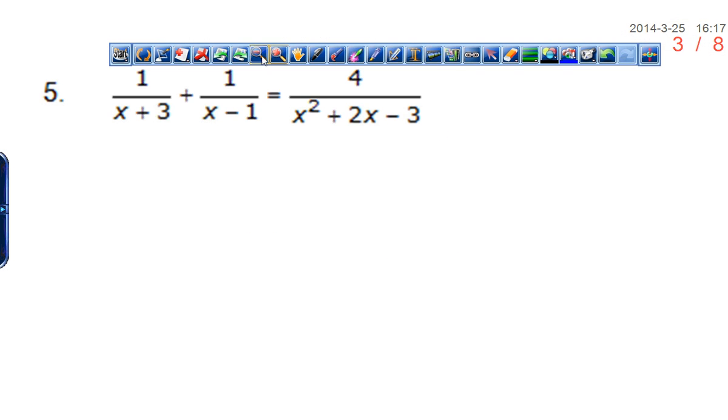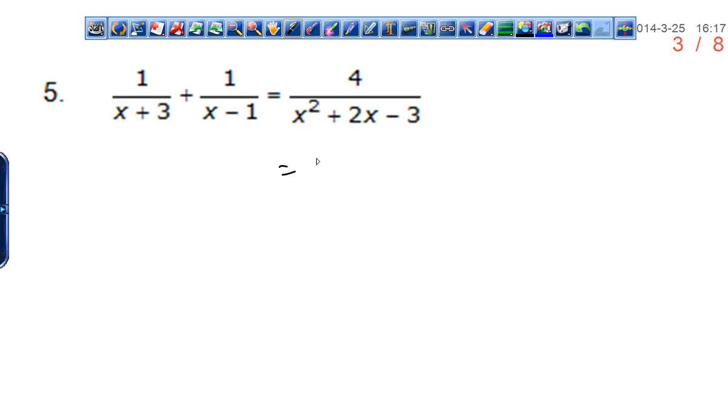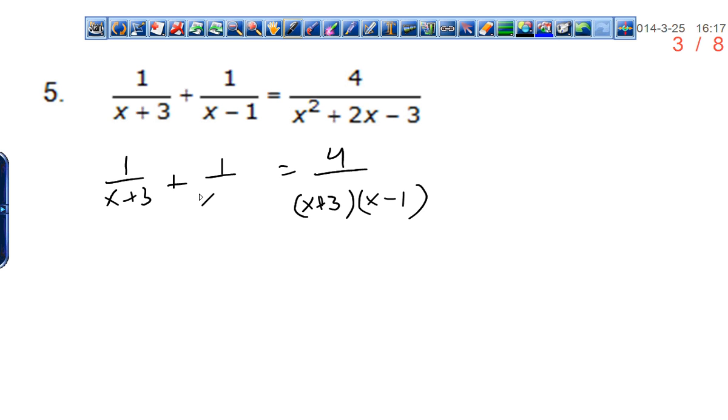So number 5, we need to factor the right-hand side. So 4 on top, of course. And then what times what makes negative 3 and adds up to 2? So that's going to be x plus 3, x minus 1. And so on the left-hand side, I got that, and I get that.